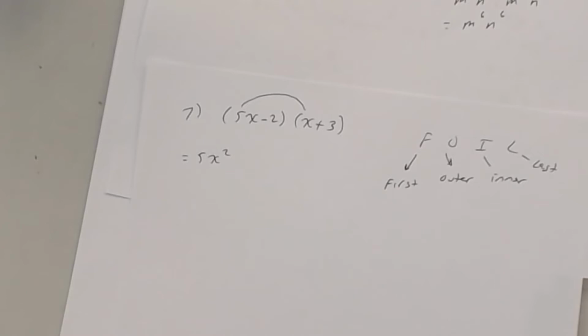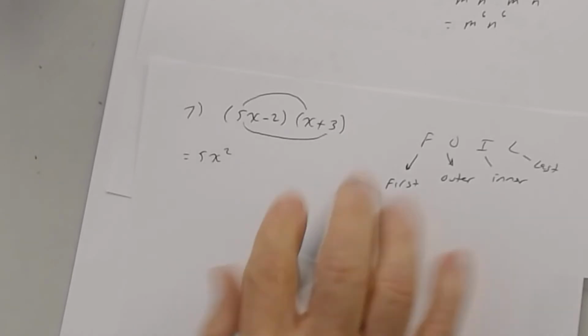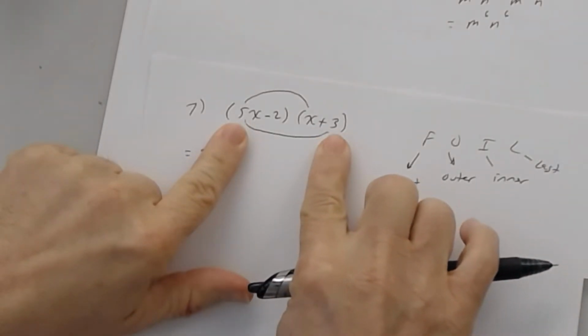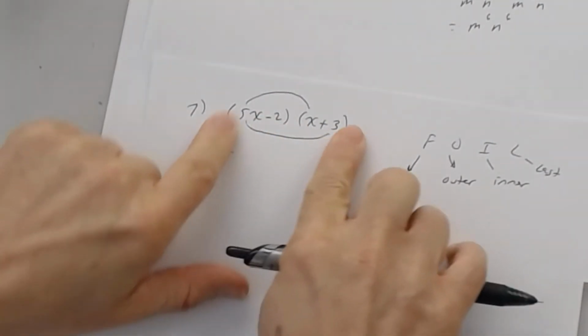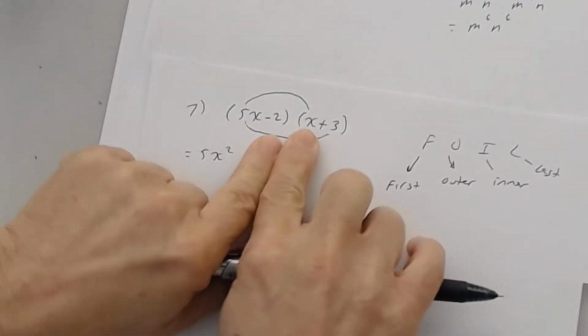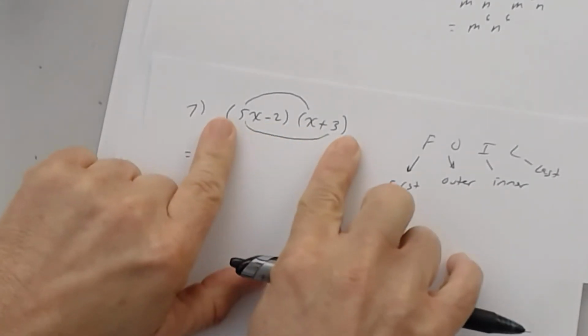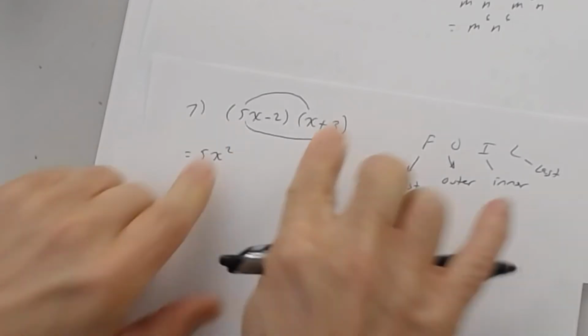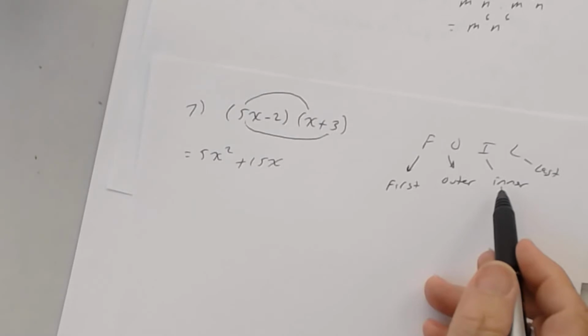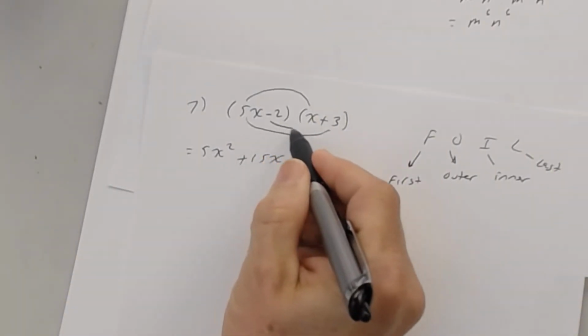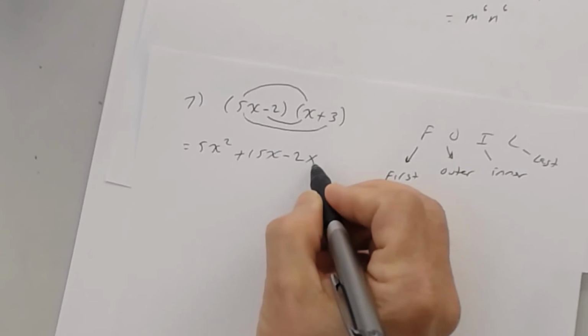The outer means the terms on the outside, on the ends. So this end times this end. The terms on the ends. That's the outside terms, right? So if you look at this like four terms, 1, 2, 3, 4, aren't those on the outside? Yes. Those are on the... inside. So what's 5x times a positive 3? 15x. Now the inner, the inside. What's a negative 2 times a positive x? Negative 2x. Okay.